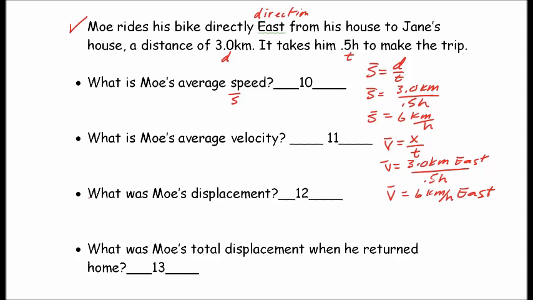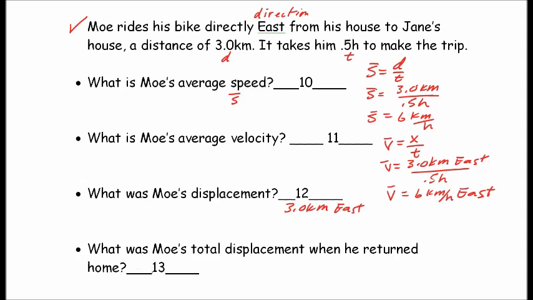Next question says, question 12, what is Mo's total displacement? Well, his displacement when he reaches Jane's house is simply going to be equal to the distance, but it has a direction. It's going to be 3.0 kilometers, and that's going to be east. Why? Because when he reaches Jane's house, he is displaced 3.0 kilometers to the east of his origin, or his starting point. So now 13 here says, what is Mo's total displacement when he returned home?